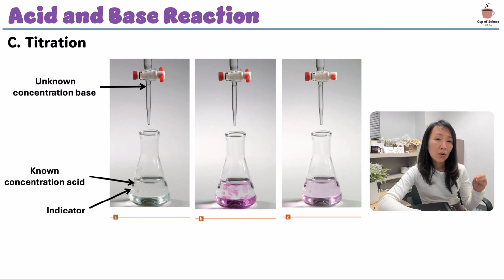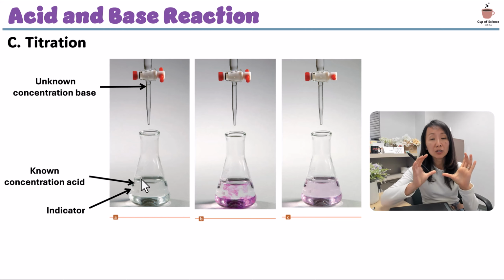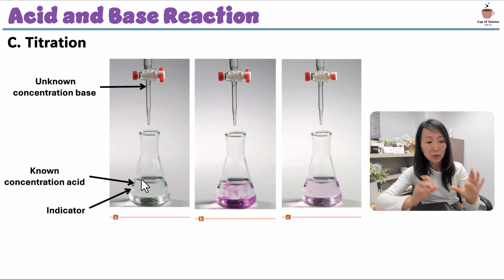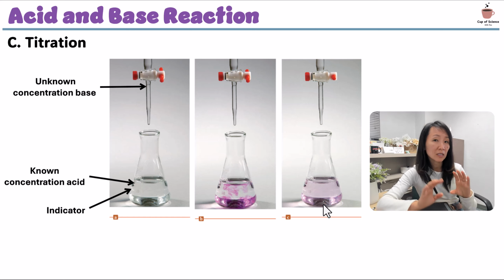The indicator will help us to determine when the base and the acid are equal in mole-to-mole ratio, whereas this whole entire solution is neutral. So what I'm going to do in this experiment is open up this dial and allow the sodium hydroxide, or some kind of base, to fall through. And once the base falls through, we stop at a point where the solution turns slightly pink.